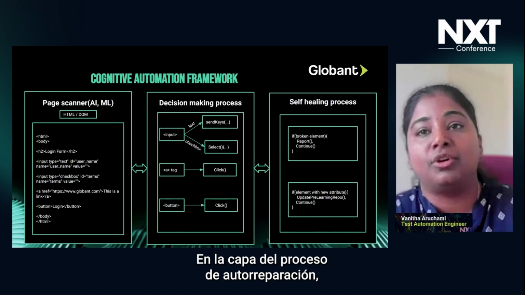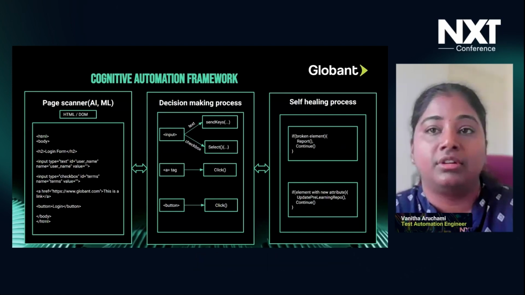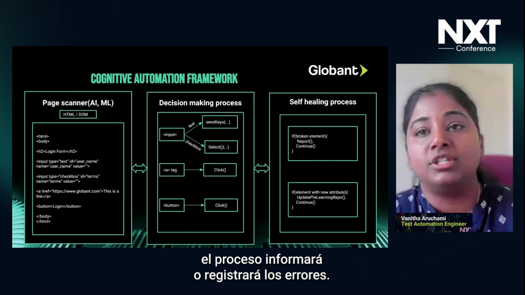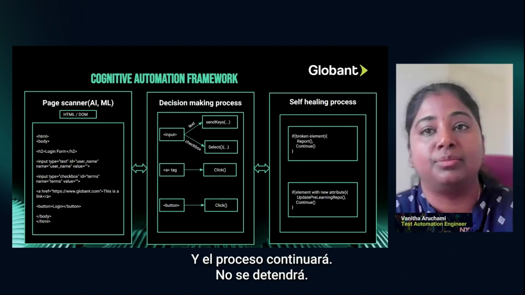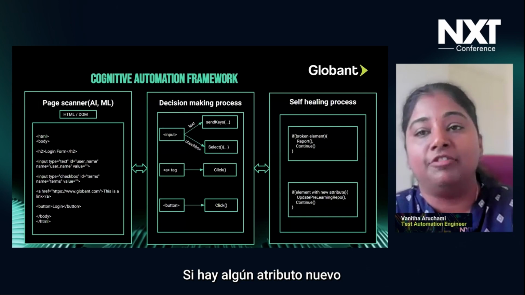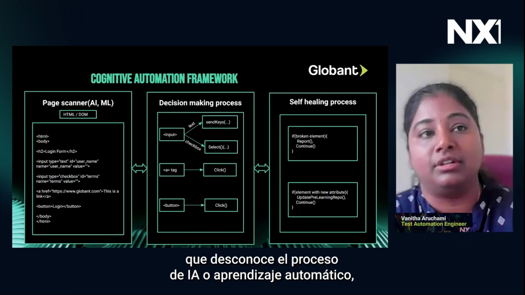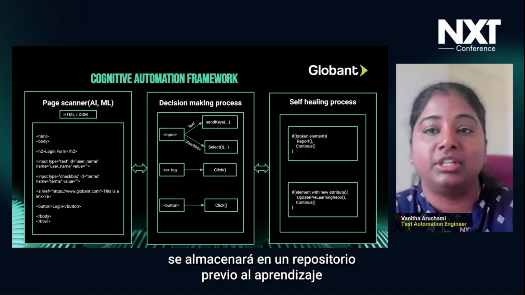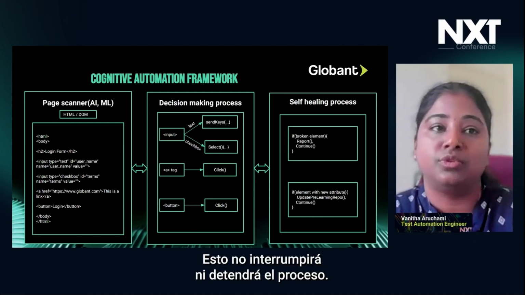So in the self-healing process layer, if an element is broken, then the process will report or log the errors and the process will continue. It won't stop the process. And again, if there is any new attribute which is unaware to the AI or ML process, that will be stored in a pre-learning repo and the process will continue. So again, this won't be broken or stop the process.